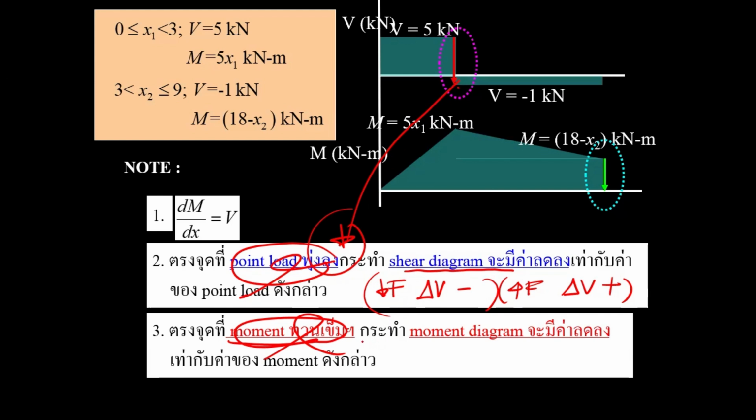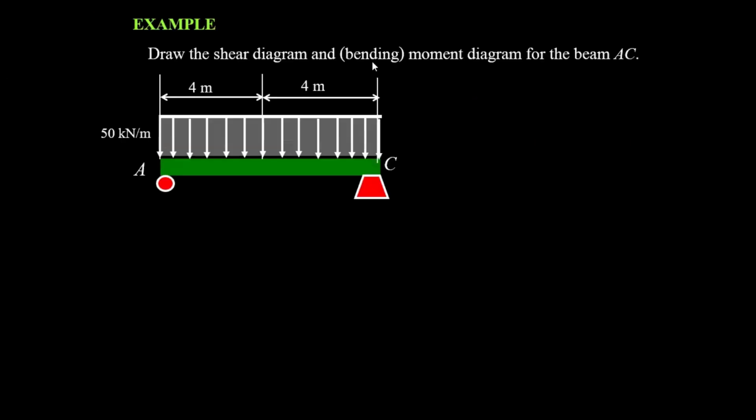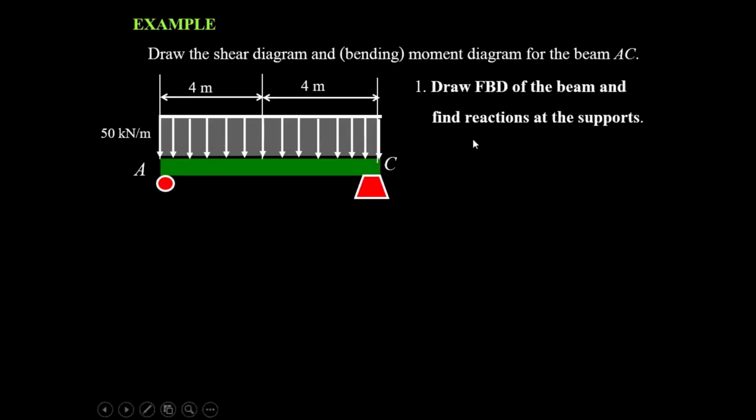For the moment that rotates counterclockwise, delta M is going to be negative. For the clockwise moment, delta M is going to be positive. All of these relationships are important to check the result of your shear force diagram and bending moment diagram. Now, let us move to the next example.